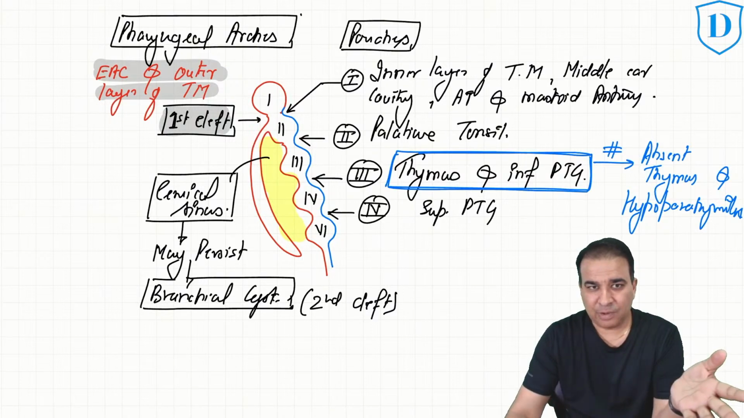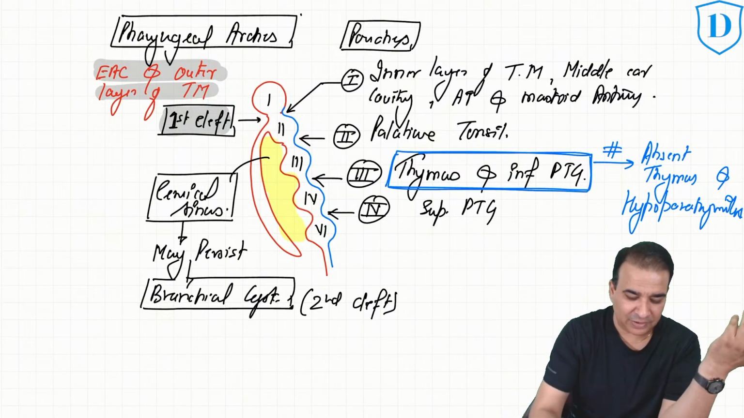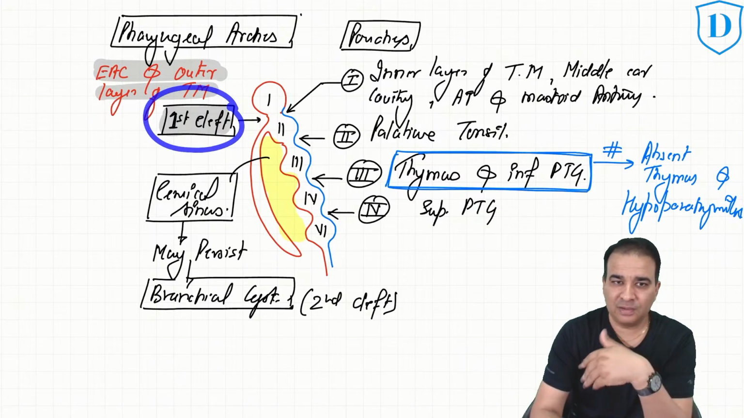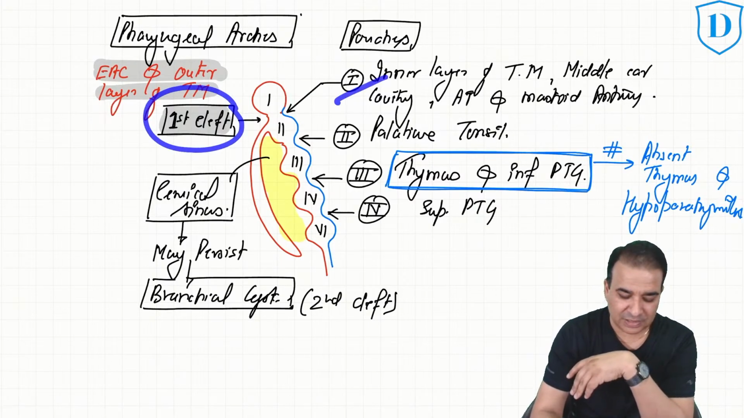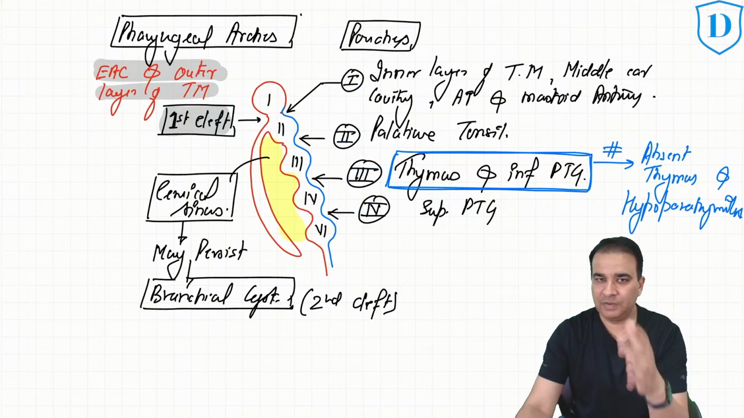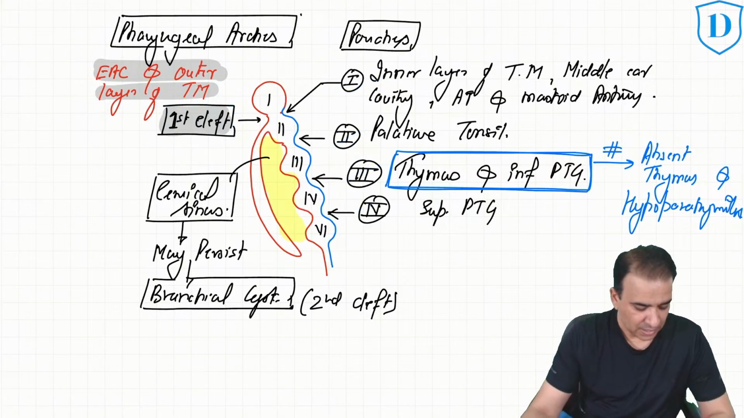So guys, that is about the cleft and pouches. In the cleft there is nothing more; we have only the first cleft, the rest are all closed because of the cervical sinus. Pouches first, second, third, fourth, all the pouches are there between these respective pharyngeal arches.